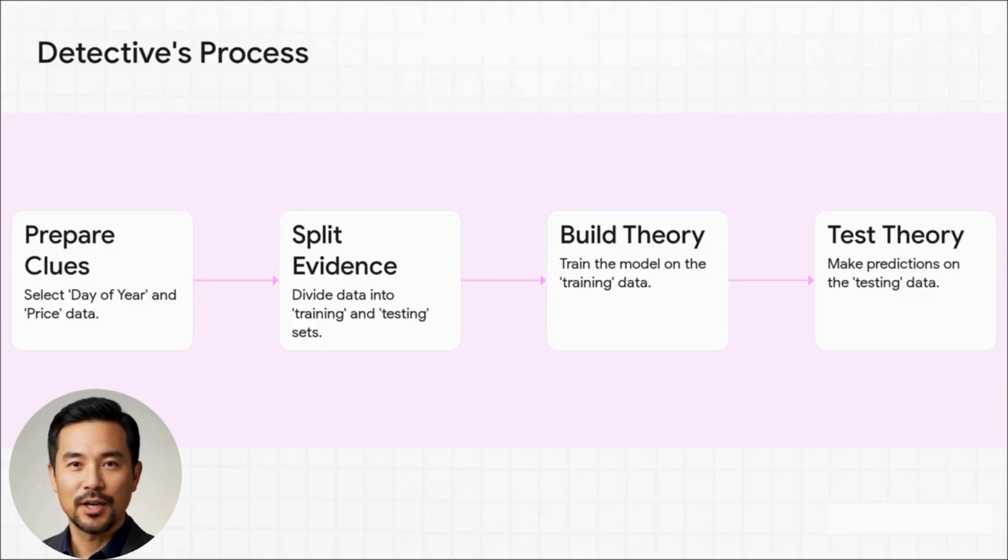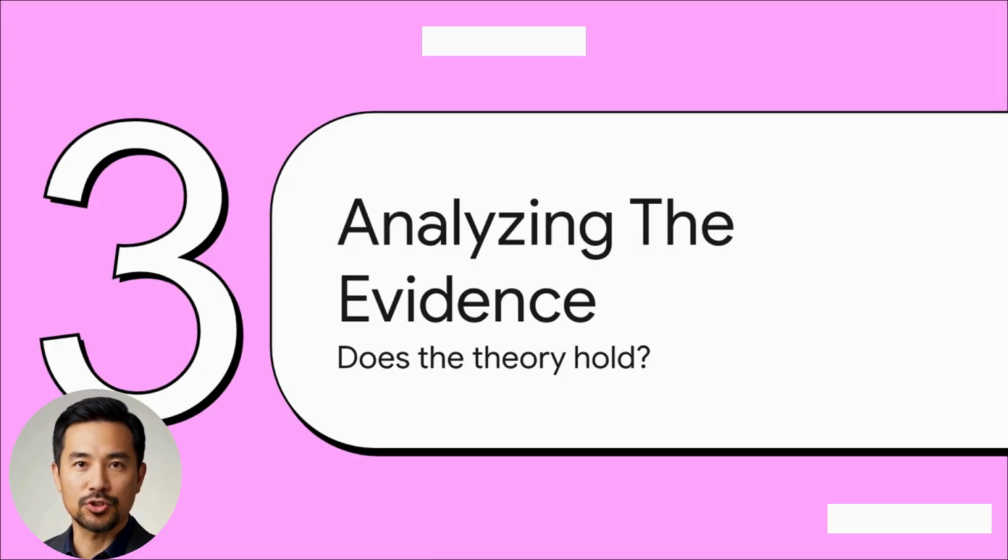And how do we actually test this theory? Well, we follow a pretty standard process. First, we get our clues ready, just the day and the price. Then, and this is super important, we split the evidence. We use most of it to train our model, kind of like teaching it what to look for, but we keep a little bit separate for testing it later. Why? Because we need to see if our theory holds up against evidence it's never seen before. No cheating allowed.